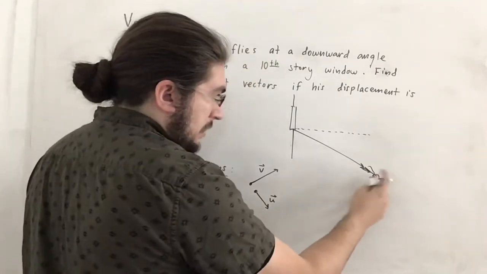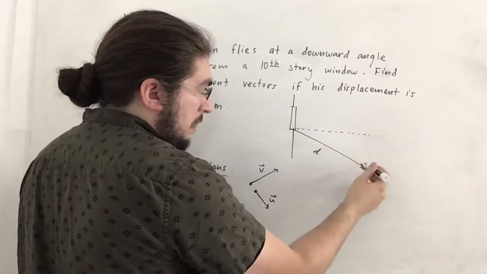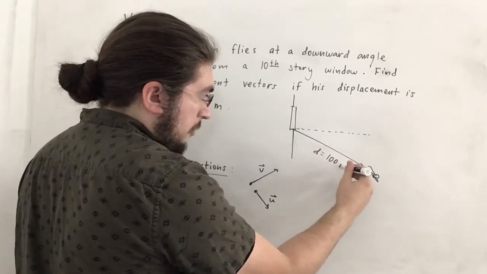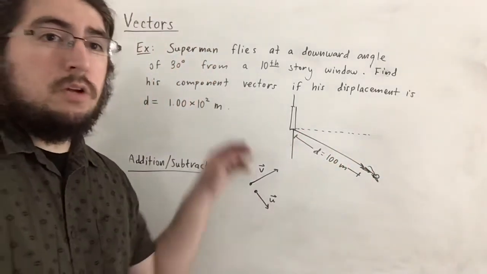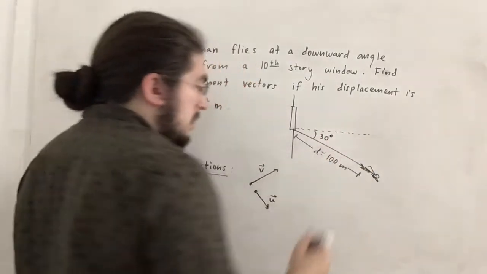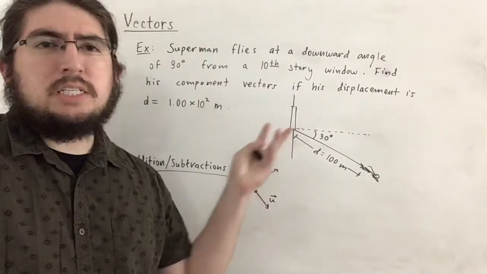You get the idea. That's his arm. That's fine. So we know that the displacement of his distance really is d equals, I'll just write 100 meters. So what we have here is a vector. We also know the angle here is 30 degrees downward. So really what I said earlier, this corresponds to a negative angle. But for right now, let's just treat it like this.